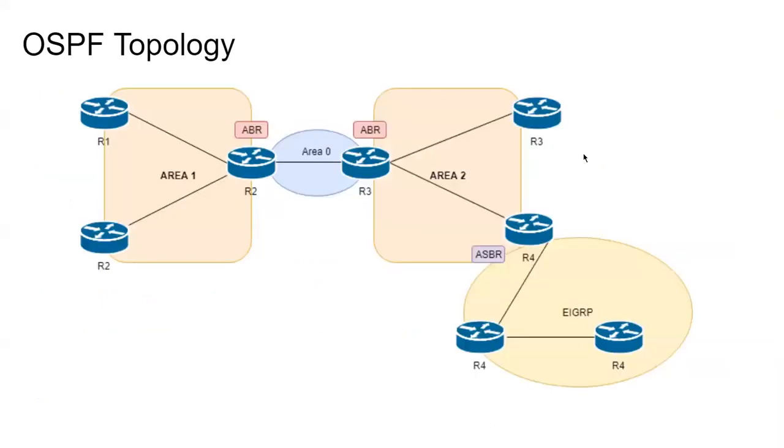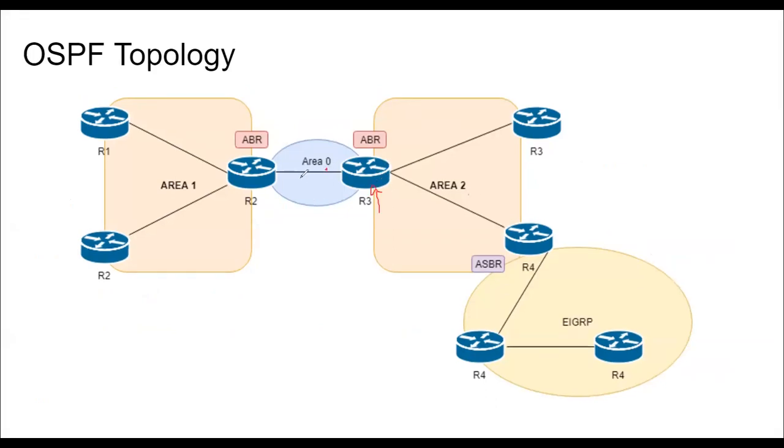So here you can simply see this information. I have area 0 here. So this router belongs to both area 2 and area 0. He is an ABR. Again, he is an ABR. This router belongs to both EIGRP and the OSPF area. He is called an ASBR. Very useful.